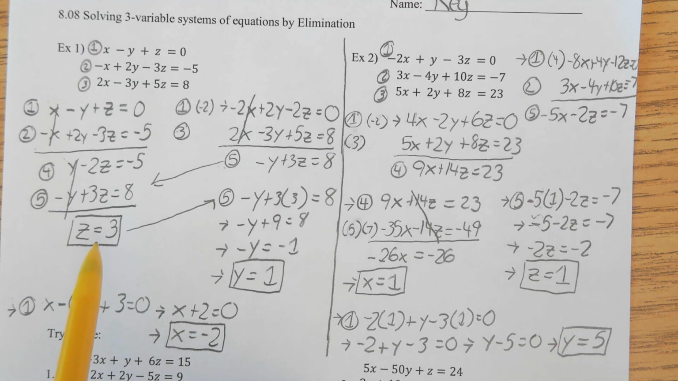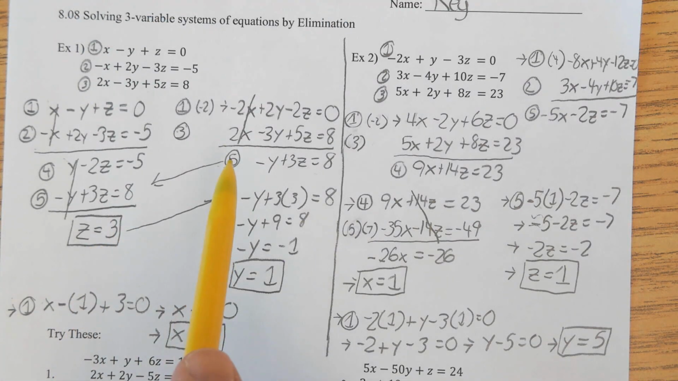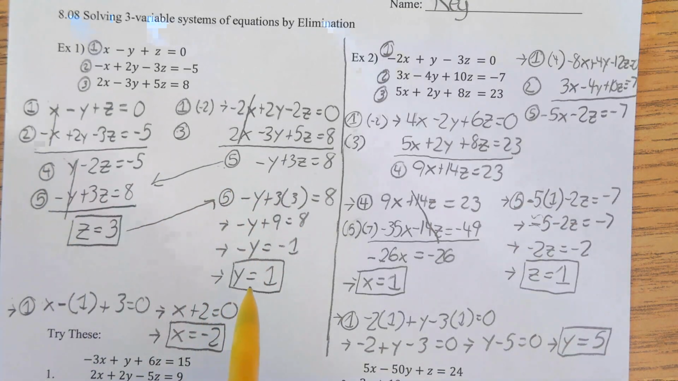Once you do that, you solve for one of the variables, you go back and plug in whatever you solved for that one variable in 4 or 5 to solve for another variable. And then once you get 2 out of 3, it's real easy. You just take one of your original equations, you plug 2 out of the 3 variables in, you solve for the unknown. There you go.